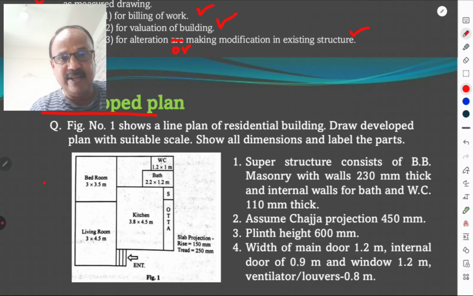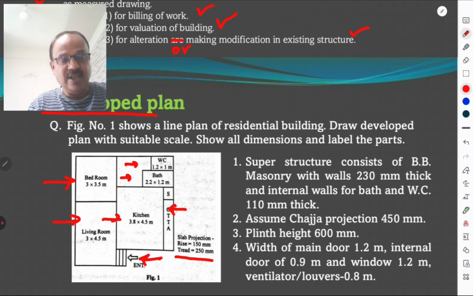What is shown in the drawing? 1 bedroom is there, 1 living room is there, 1 kitchen is there, bath and WC is there, OTA is there. The slab projection and for the staircases rise is given as 150 mm, tread is given as 250 mm. This is the entrance. So this is the single story plan of a residential building consisting of kitchen, 1 living room, 1 bedroom, and there is also passage for WC and bath, and there is also OTA, and there is also 1 entrance.